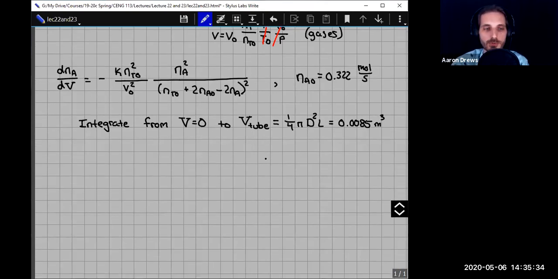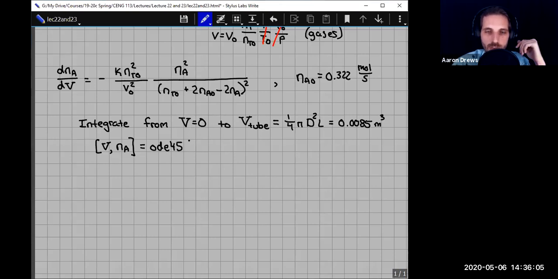If we were to write that in MATLAB, actually, I'm not going to write this one in MATLAB. We'll try to write the next one in MATLAB because we're just going to come back to this example in a moment. But we can sketch out what the code would look like. The outlet would be a vector of volumes and a vector of NA, because the V is our independent variable and the NA is our dependent. And then we would assign it as the output of ODE45. We'd have to write a local function. And then we would assign our limits, our span for volume, to be 0 up to 0.0085. And then our initial condition would be 0.322.